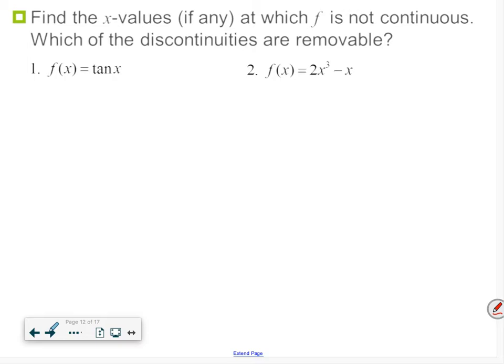Caleb, which one would you like to start with, number 1 or number 2? Number 2. Is there a reason that you're drawn to number 2? Just kind of scares me. Tangent kind of scares you. Thank you for being honest.